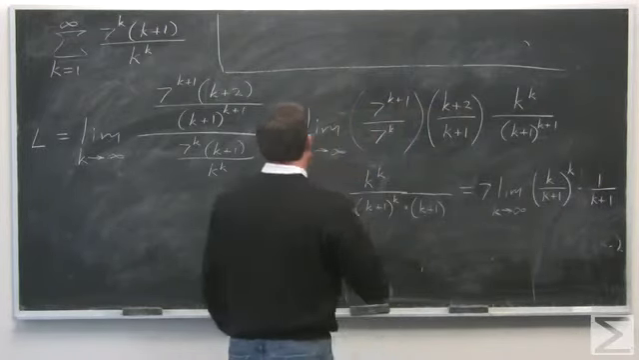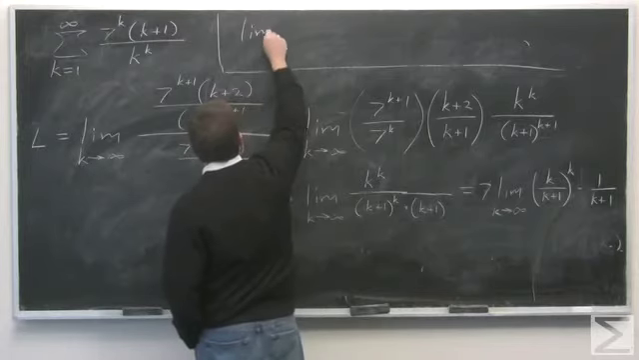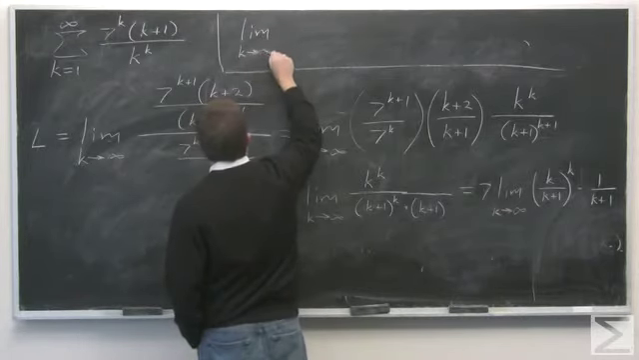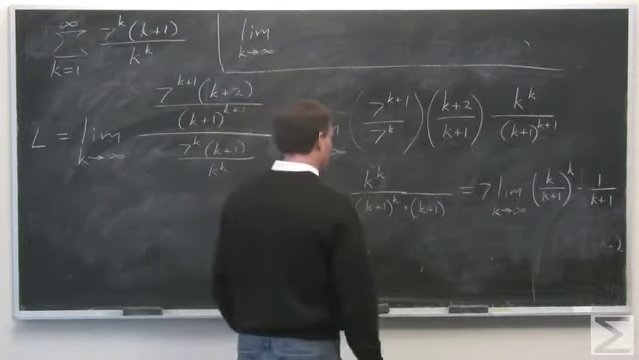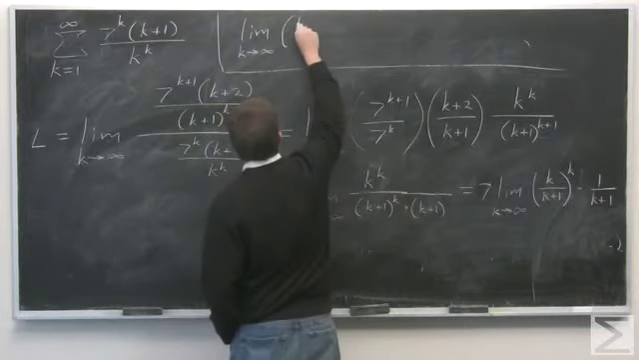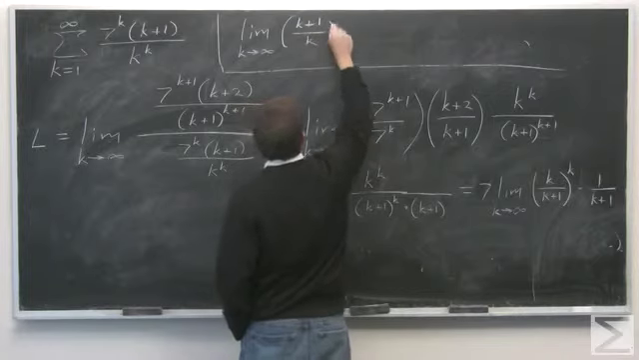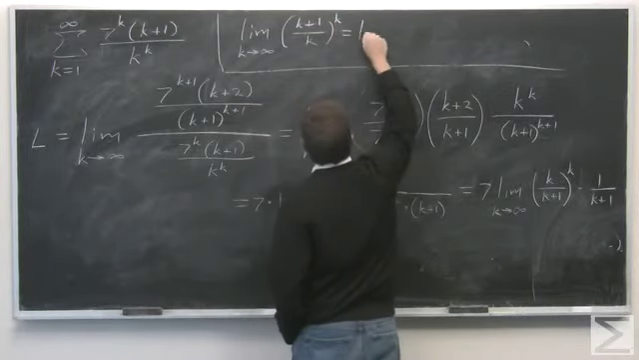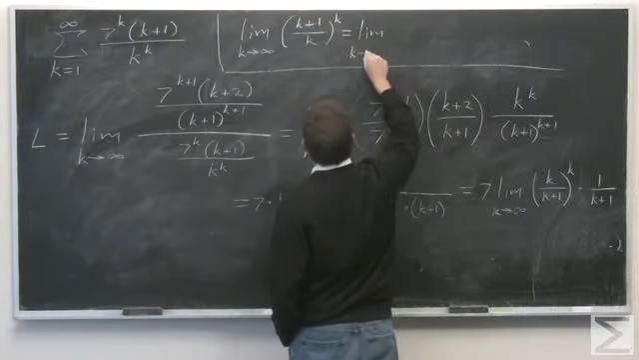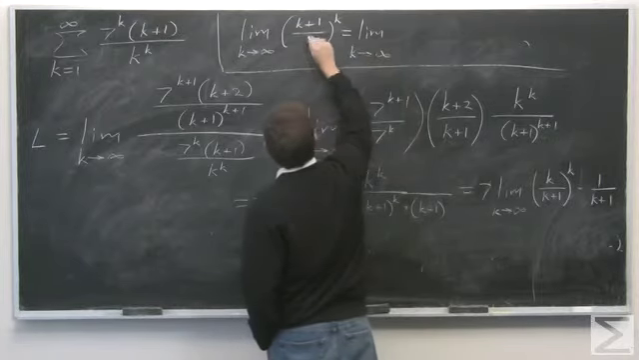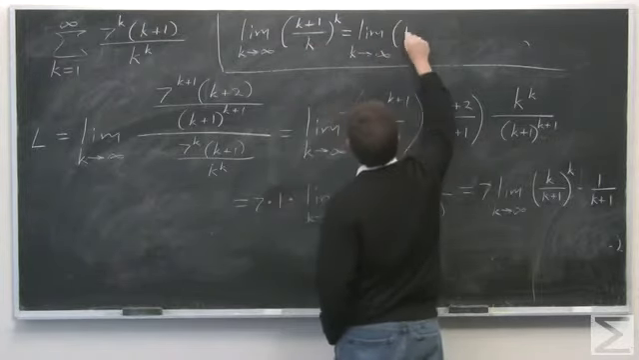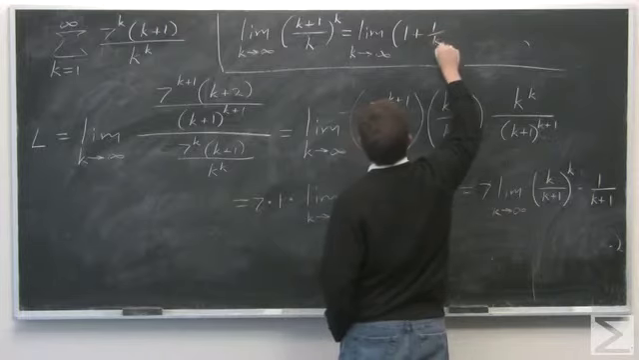In fact, let me look at the limit of that upside down, and then that limit will be the reciprocal of what I'm about to write. So the reciprocal of that is (k plus 1 over k) to the k. This is the limit as k approaches infinity of (1 plus 1 over k) to the k.